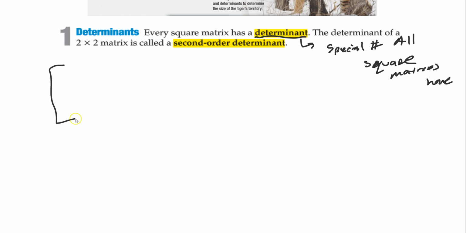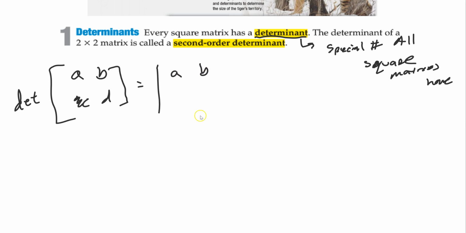So let's say I give you a basic matrix here: A, B, C, D. If I want you to find the determinant of it, I could say find the determinant of it, or I could write an absolute value: A, B, C, D. If you see it in that form, that also just means find the determinant. Now how do we do it?